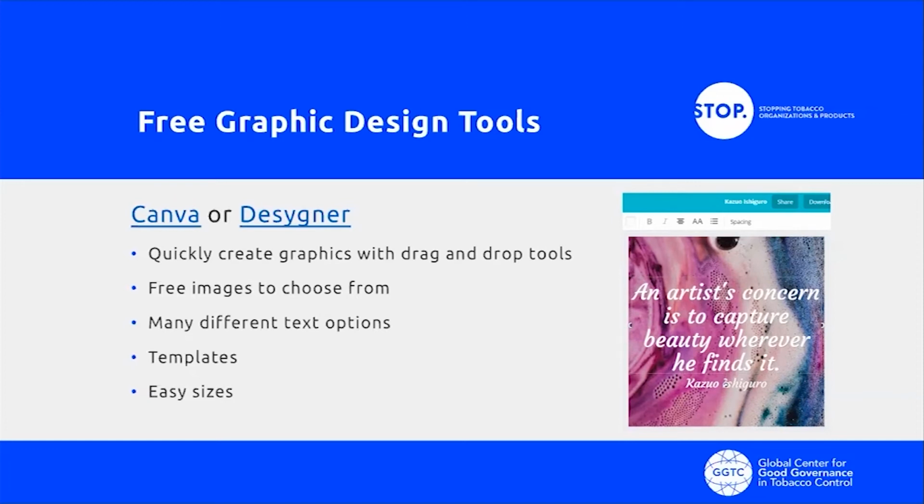So the first is for making images. You can use either Canva or Designer. These are really simple drag and drop tools. They come with free stock images, lots of different text and templates. So if you're really stuck in a creative block, you can look at their templates and see what's available. That screenshot is of Canva, so you can see that you can change the color, you can change the size. It's really simple and easy to use. Canva and Designer are pretty similar, so I would encourage you to visit both and just see which interface you like better. You can't really go wrong.